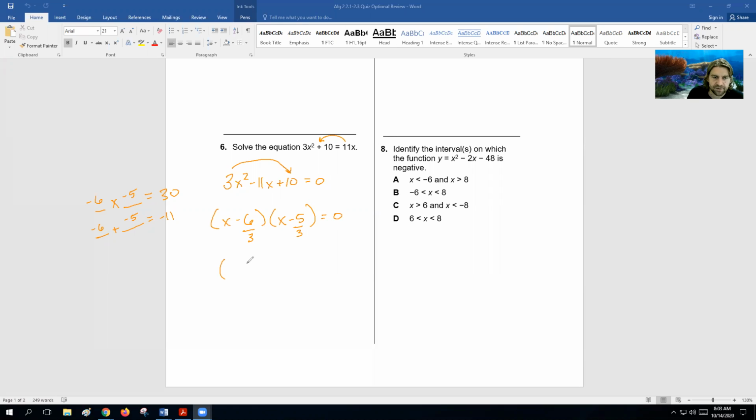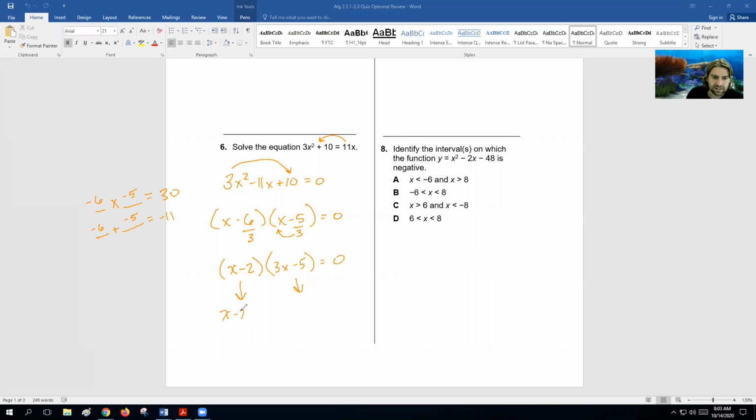Forgot the always equals 0 here. So 6 does divide by 3, that would be 2. 5 does not divide by 3, so we're going to slide that on over. So a 5x, oh nope, said that backwards, not 5x. A 3x minus 5.